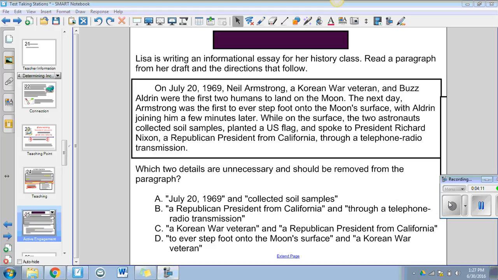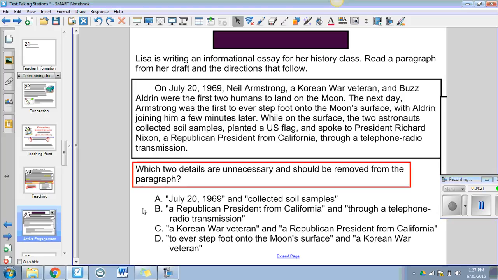The first thing that I need to do is find the question or command. Again, I usually look above the answer choices, and here is my question or command. My second step is to read the question. It says, which 2 details are unnecessary and should be removed from the paragraph? My next step is to analyze the question type.